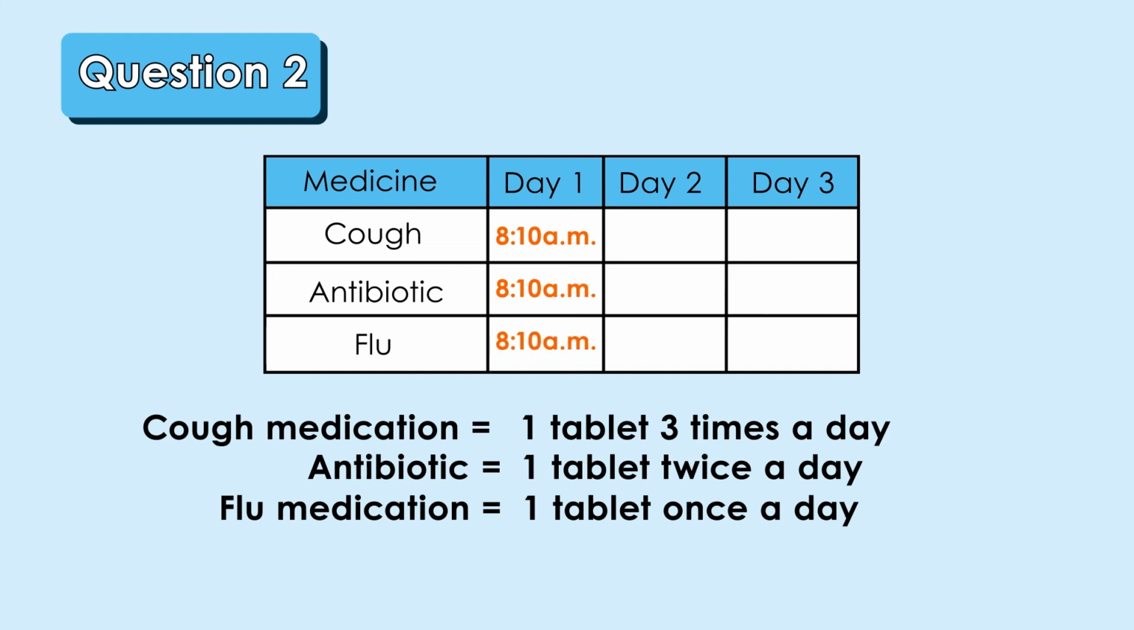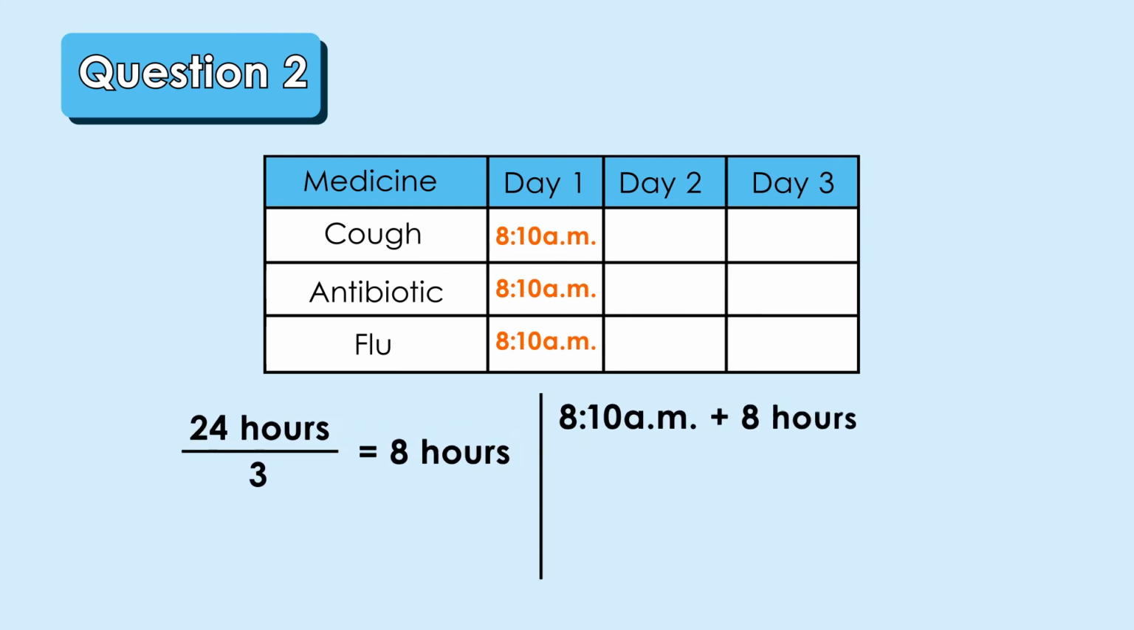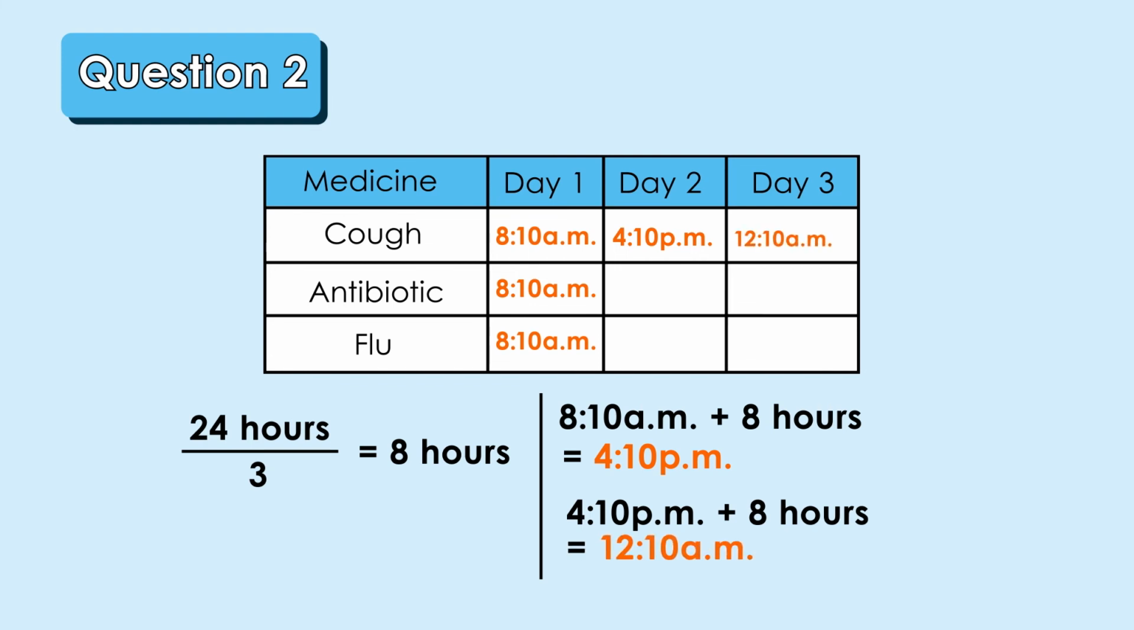The cough medication must be taken 3 times a day. So, 24 hours divided by 3 is 8 hours. So, Alex must take his medications 8 hourly. 8:10 a.m. plus 8 hours is equal to 4:10 p.m. 4:10 p.m. plus 8 hours is equal to 12:10 a.m. Did you get the same answer? Well done!